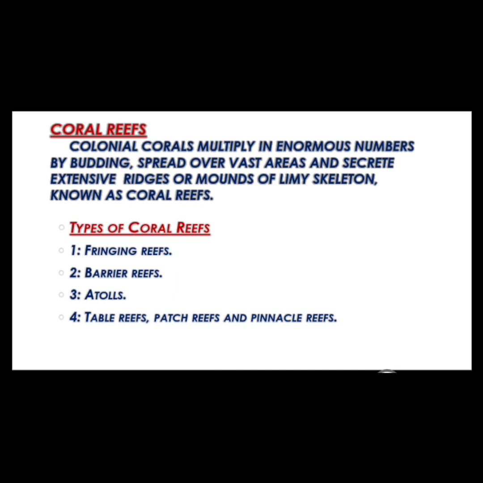Next, let's see about coral reefs. Colonial corals multiply in enormous numbers by budding, spread over vast areas, and secrete extensive ridges or mounds of limy skeleton known as coral reefs. The types of coral reefs: fringing reefs, barrier reefs, atolls, table reefs, patch reefs, and pinnacle reefs.